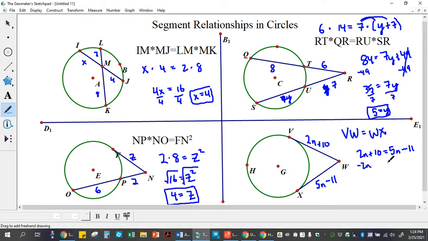Subtract 2n on both sides. I only got 10 on the left side now, and I got 3n minus 11. If I add 11 to both sides, now I got 21 equals 3n. If I divide both sides by 3, I got n. N is 7.